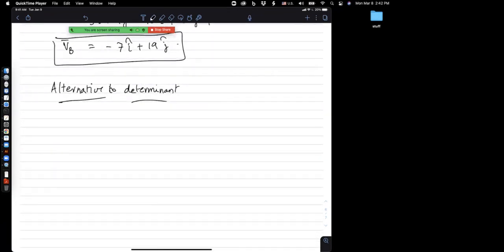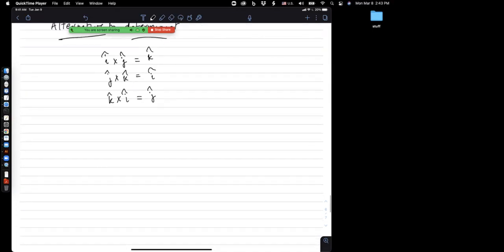The alternative to the determinant is basically to remember the following things. i cross j is k, j cross k equals i, and k cross i equals j. I like to remember it like this. Basically, if you have the sequence i, j, k, and you have this loop, if you do i cross j, you get k, k cross i, you get j, and so on. So if you do it in the cyclic manner, you basically get the next one over.